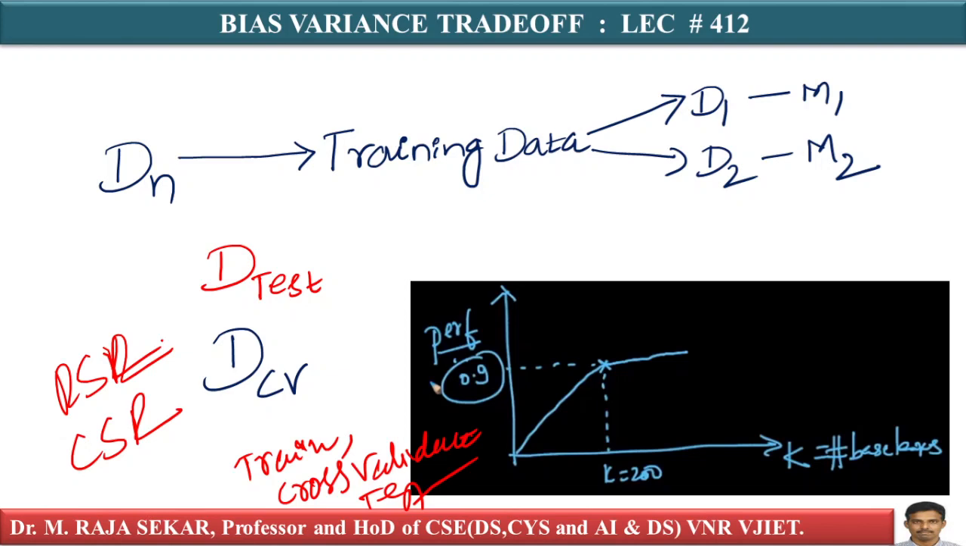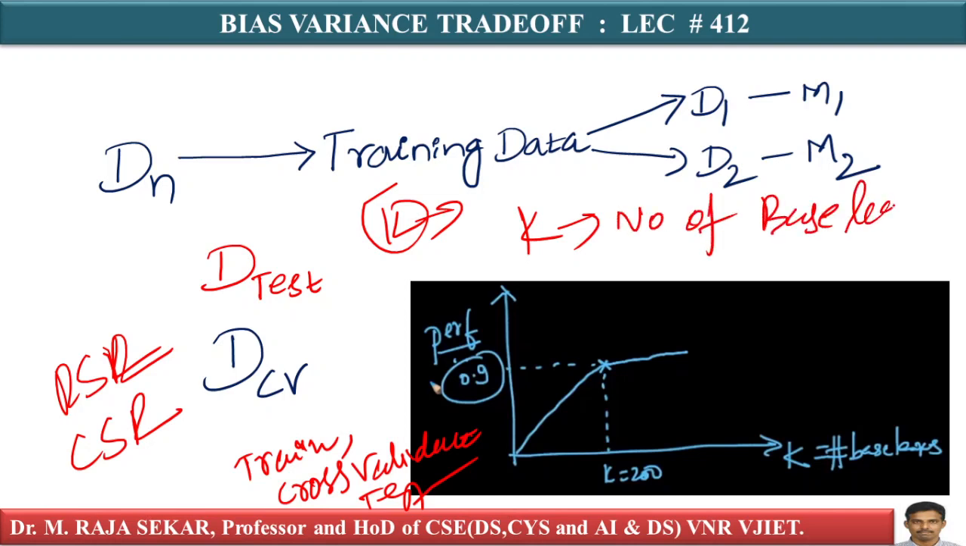Then you have three hyperparameters. K is one hyperparameter, which is the number of base learners. Then you have the column sampling rate, CSR, and the row sampling rate, RSR. You can do grid search to find the best hyperparameters.